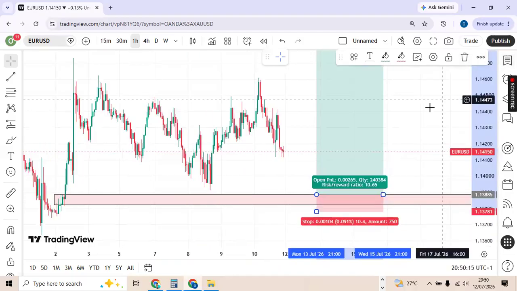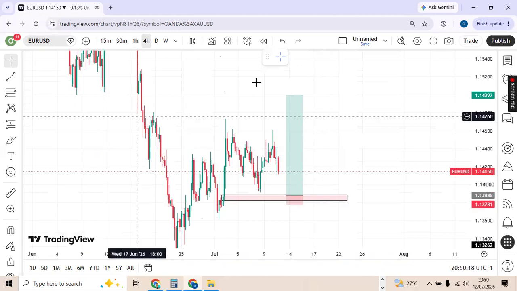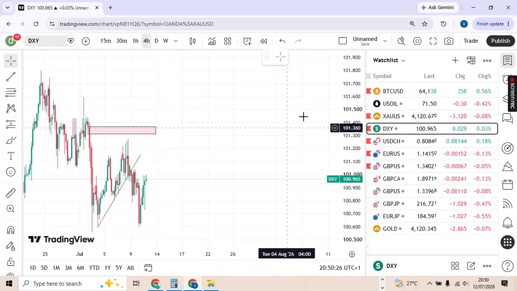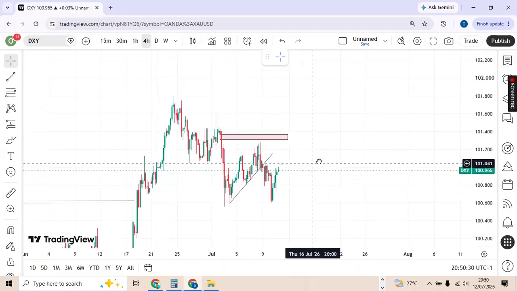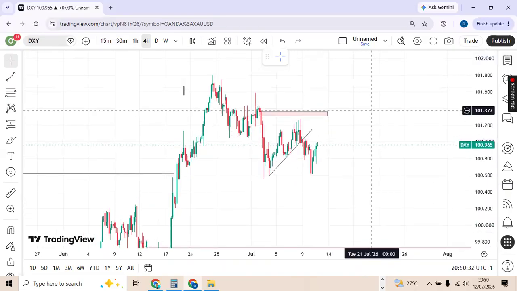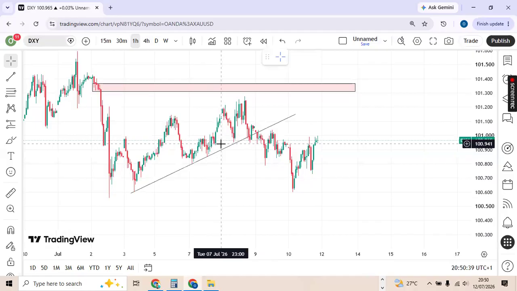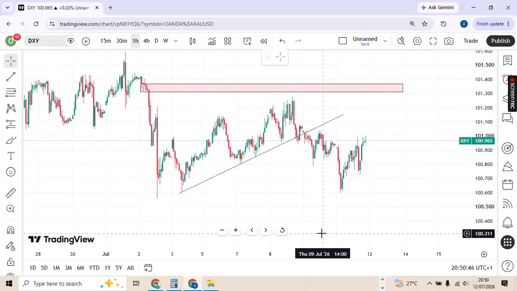So before we start, before I come back to this Euro USD, I just want to talk about DXY. If you paid attention to last week, you will see that this level was the level I was expecting when the market was around here. I was expecting the market to come and touch my supply zone and head down.